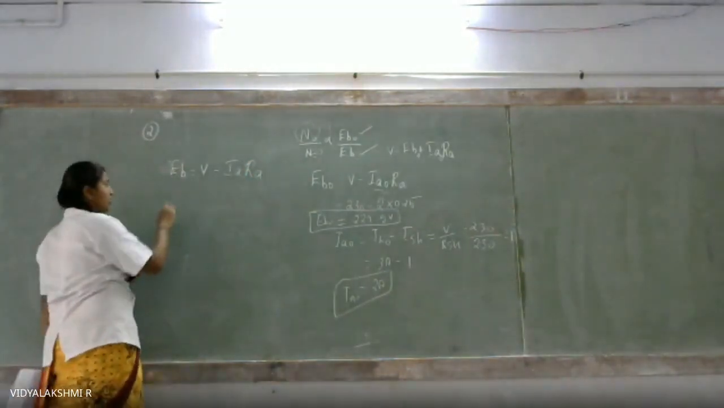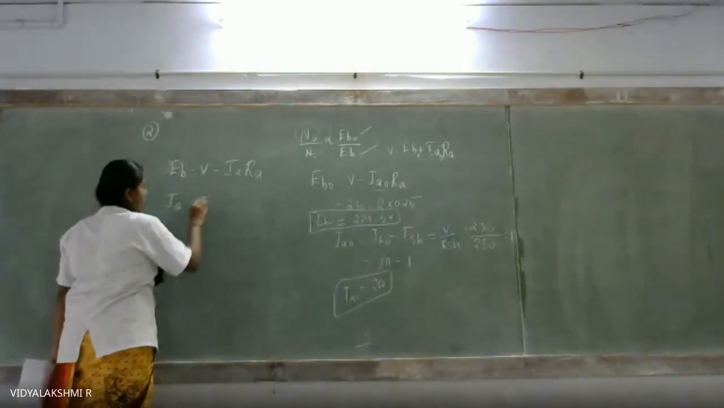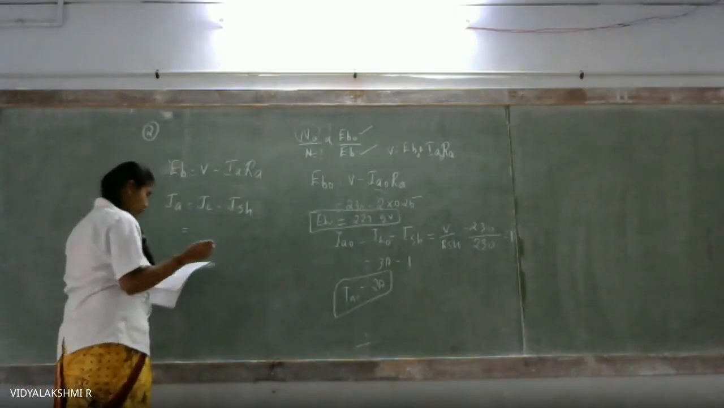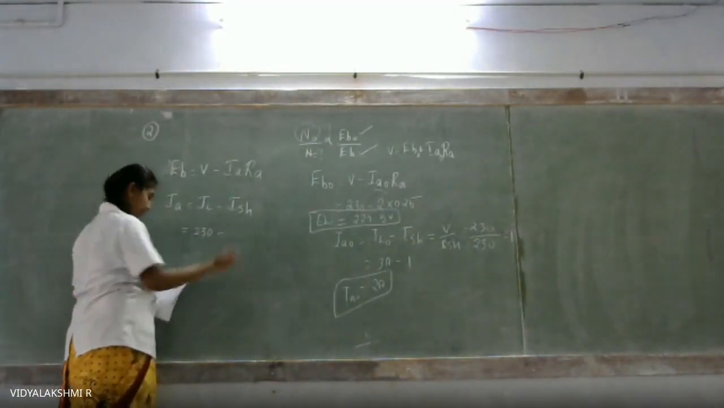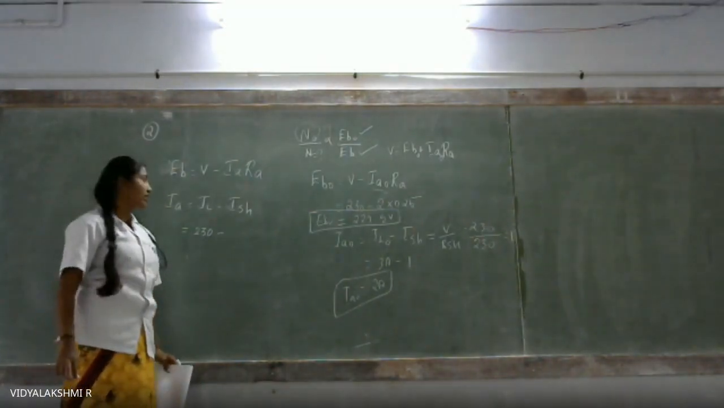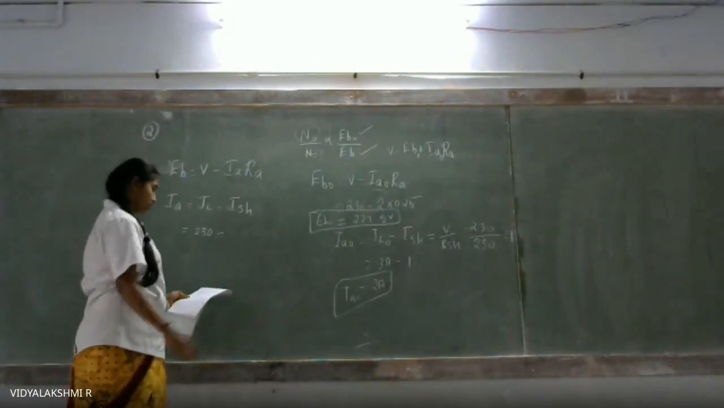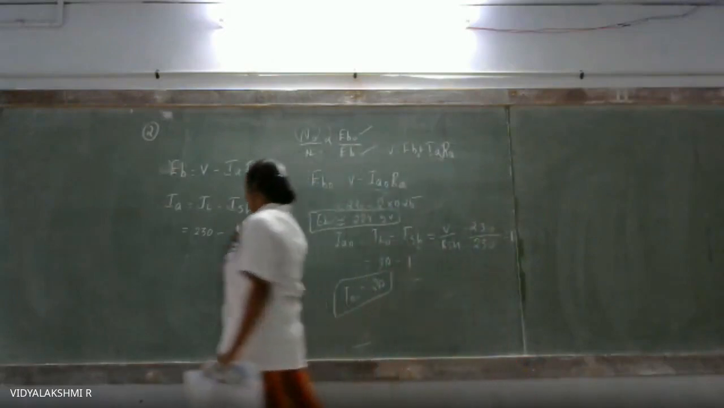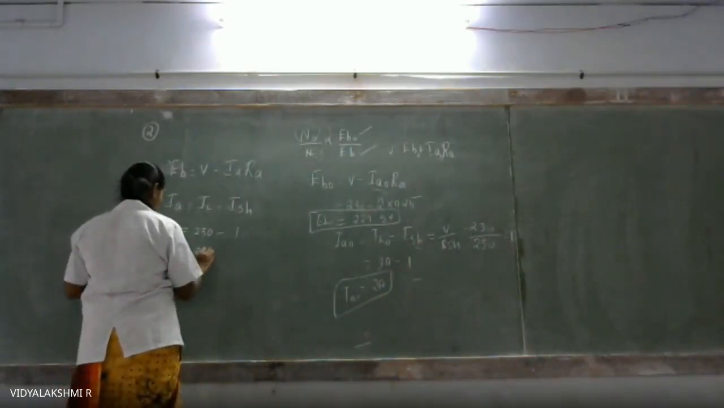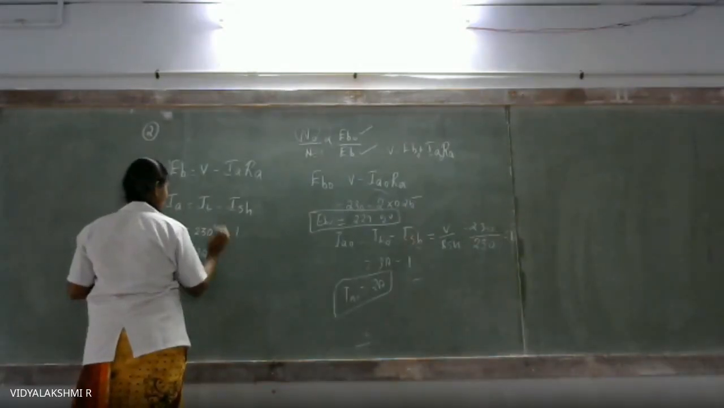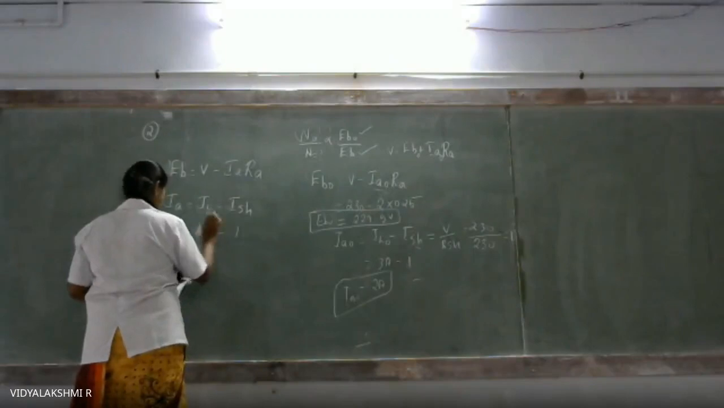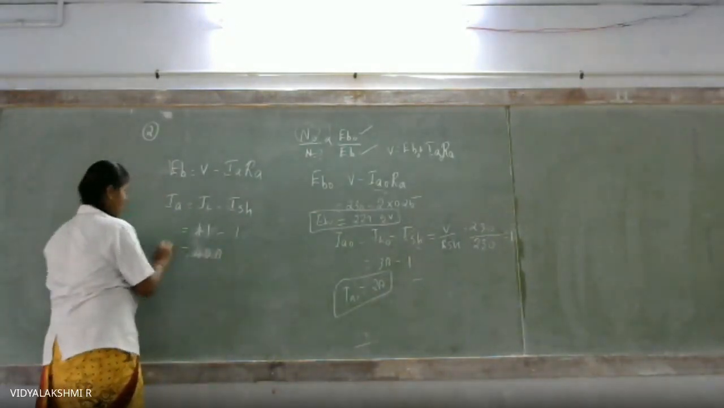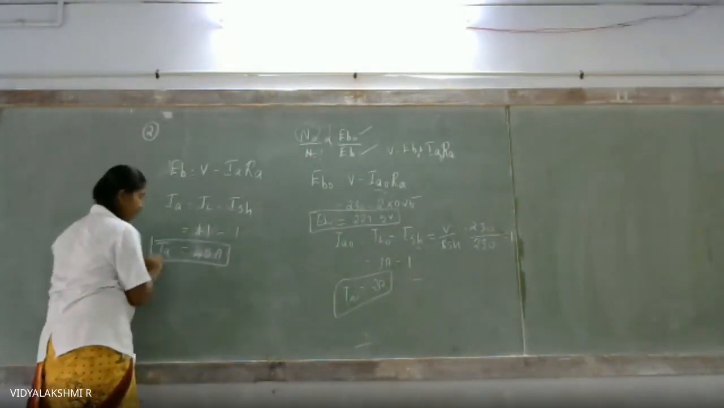Before that you have to find out the IA value. IA is equal to IL minus ISH. They have given IL, and ISH we have already solved before: ISH is equal to 1. The same I have used here. IL is equal to 41, so 41 minus 1 is equal to 40 amps. This is my IA. Is it clear?